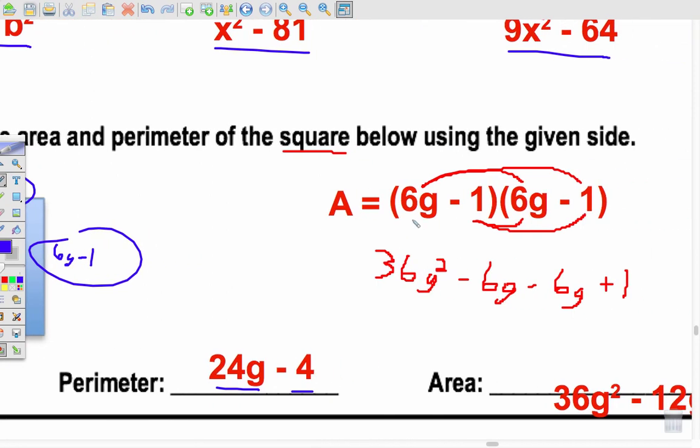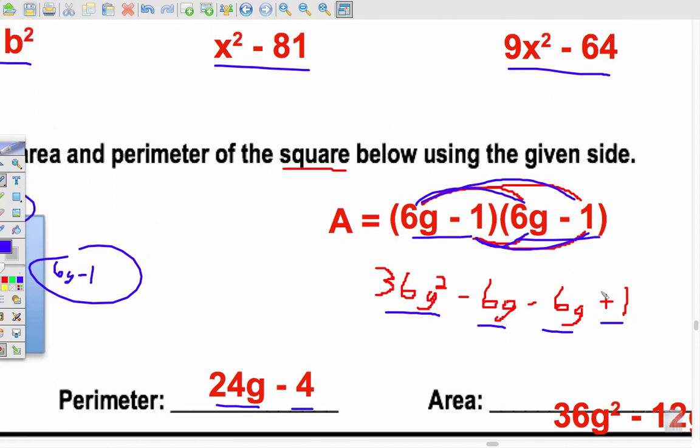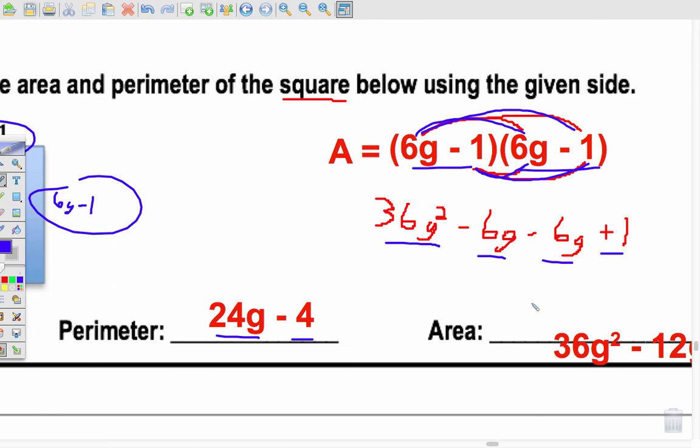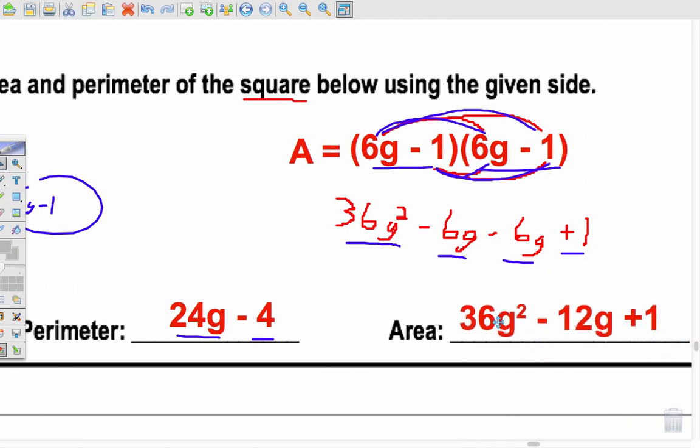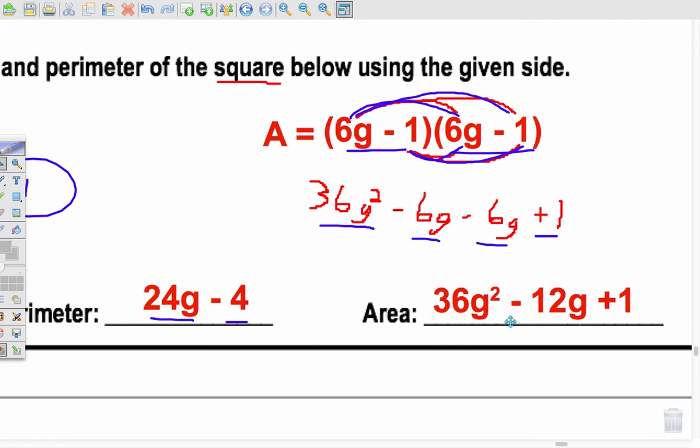Length times width, which I wrote out right here. So here we go. This times this, that's where I got 36g squared. Then we go this times negative 1, that's where we got negative 6g. Then we come under here. We go negative 1 times 6, we got negative 6g. And we got negative 1 times negative 1, which gives me plus 1. You can combine the g's. That gives me an answer of 36g squared minus 12g plus 1.